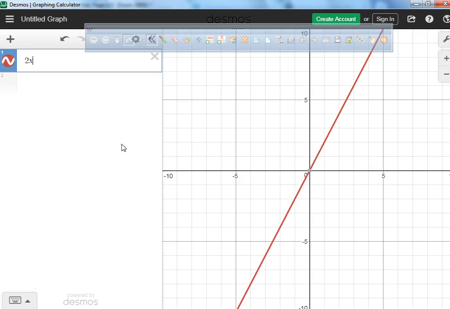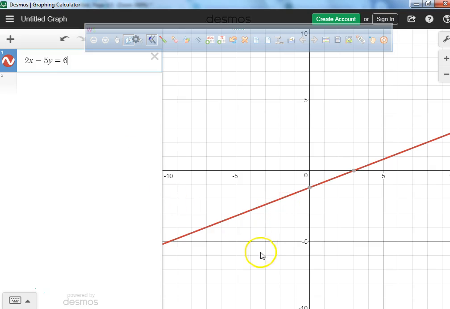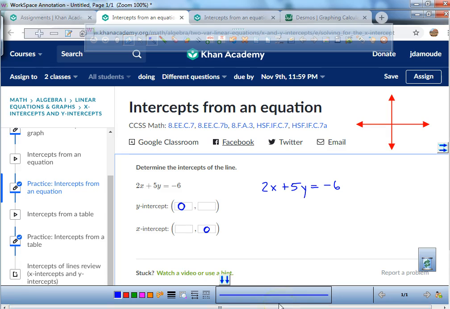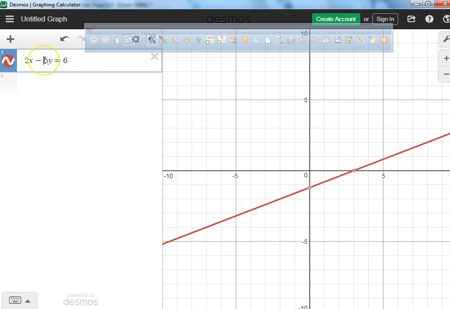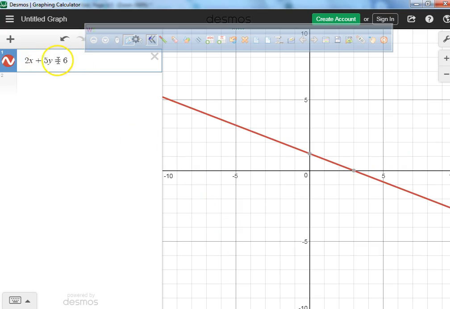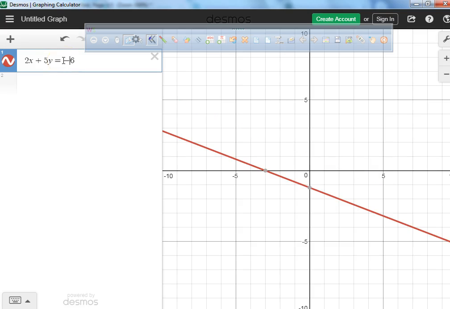All right, type in 2x, is it minus 5y? Minus 5y equals 6. Okay? So if we go back to our 2x plus 5y equals negative 6. Hold on. All right, 2x plus 5y equals negative 6. So I messed up there. 2x plus 5y. Okay, easy fix. Plus 5y equals a negative 6. Now what's kind of neat about this Desmos app is that it just graphs everything right as you're going along.